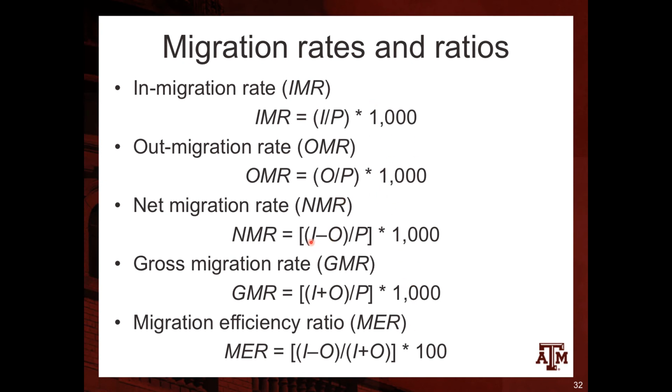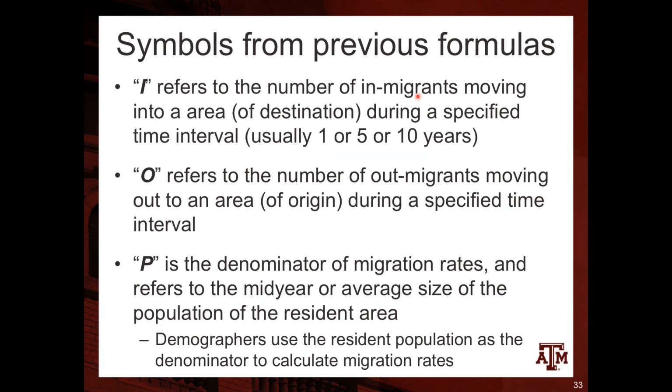And so these terms here, I, O, and P, as I mentioned, are related to in-migrants moving into an area of destination during a specified time interval. In the ACS it is 1 year, and in the census, up to the 2000 census in the US, 5 years. O refers to the number of out-migrants, and P is the denominator of these rates and refers to the mid-year or the average size of the population at the resident area.